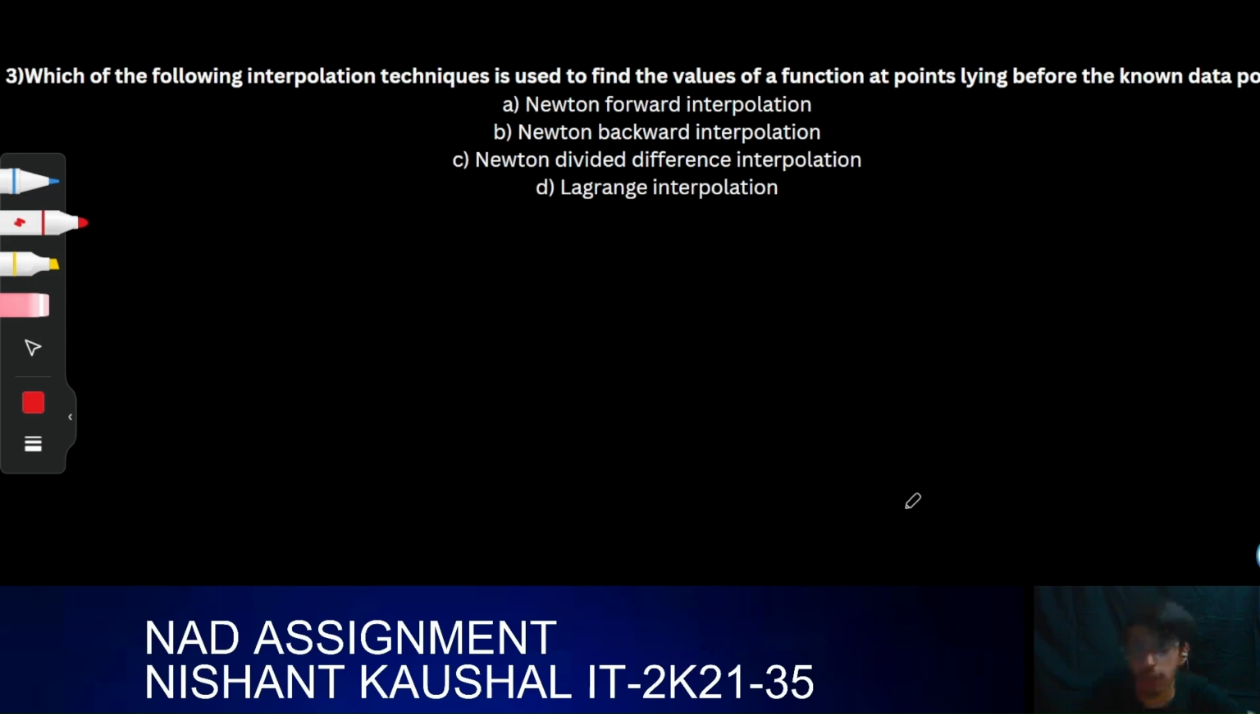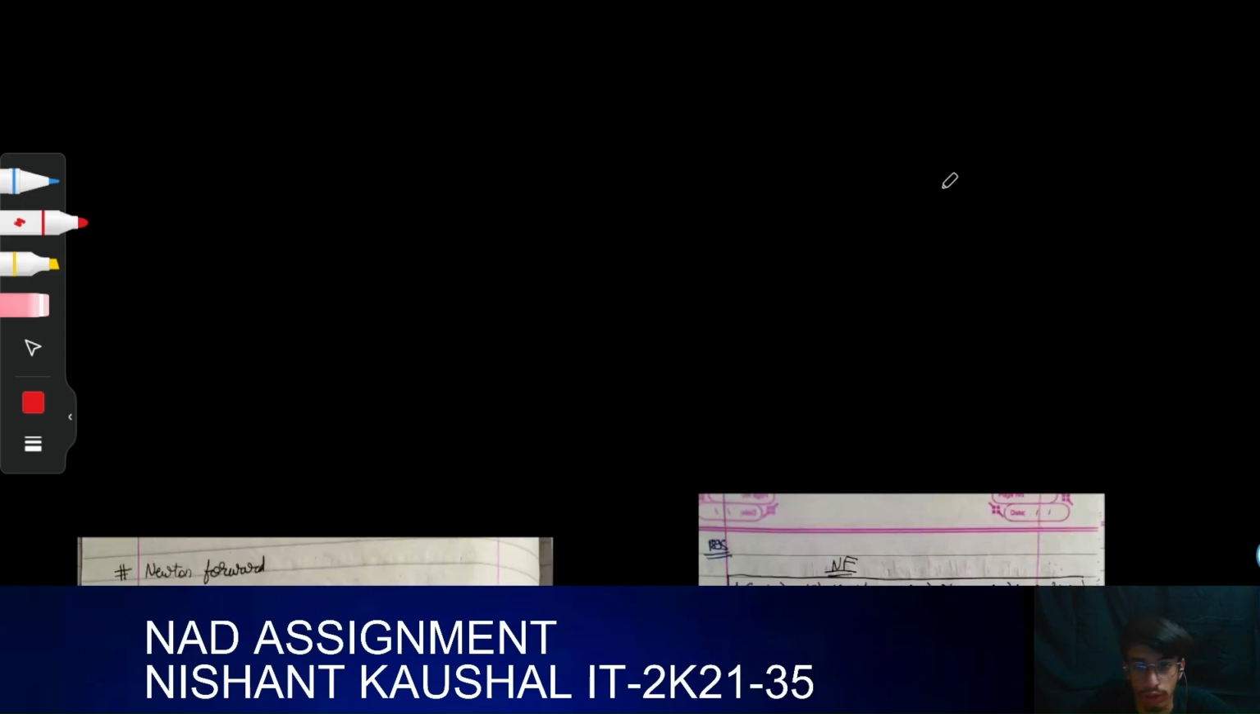Now let us see the third question of our test: which of the following interpolation techniques is used to find the value of a function at a point lying before the data point? We have to find a point lying before the known data point. It should be Newton backward interpolation. In Newton forward, we find the point lying after the known data point, and in Newton backward interpolation, we find the data which is before the known data point.